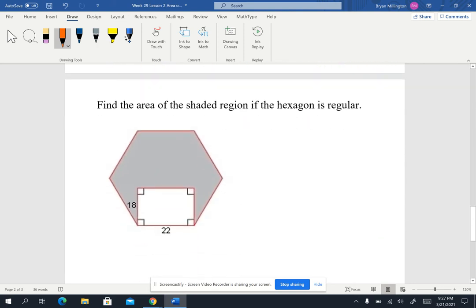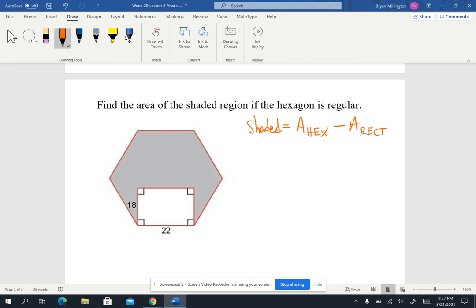All right, find the area of the shaded region if the hexagon is regular. So these shaded region problems are really cool. Usually, you find the area of one of the shapes, and then you subtract out a shape that's not shaded. So in this case, we find the area of the hexagon. So the shaded region is going to be the area of the hexagon minus the area of the rectangle, because there's a rectangle in there that's not shaded. So if I just subtract out the area of that rectangle, what I'm going to be left with is the shaded area that's still in there from the hexagon.